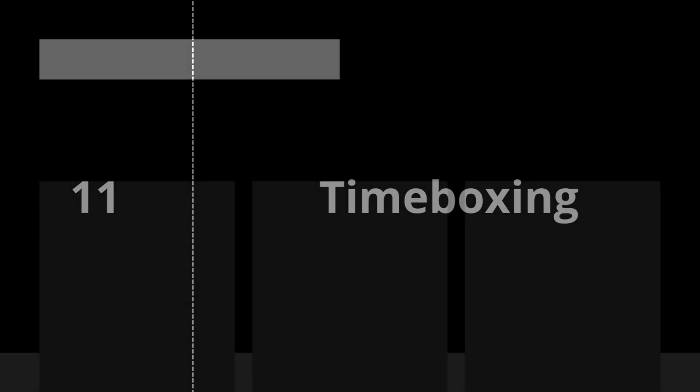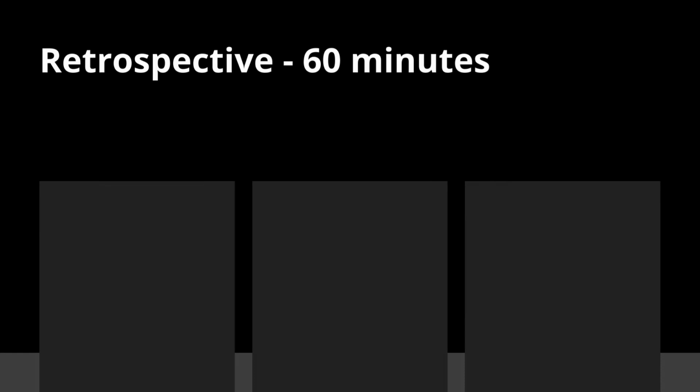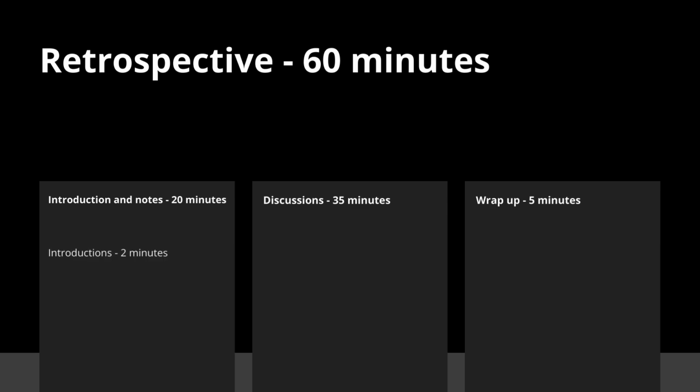Timebox both the session in itself as well as the activities. Let's say that we have invited to a 1-hour retro. We would set aside 20 minutes for introductions and notes, 35 minutes for discussions, and 5 minutes for the wrap-up. We will spend 2 minutes on doing the introductions. For creating notes, we would have 5 minutes. 5 to 10 minutes to let everyone explain their notes. Grouping, 2 minutes. And 2 minutes for voting.